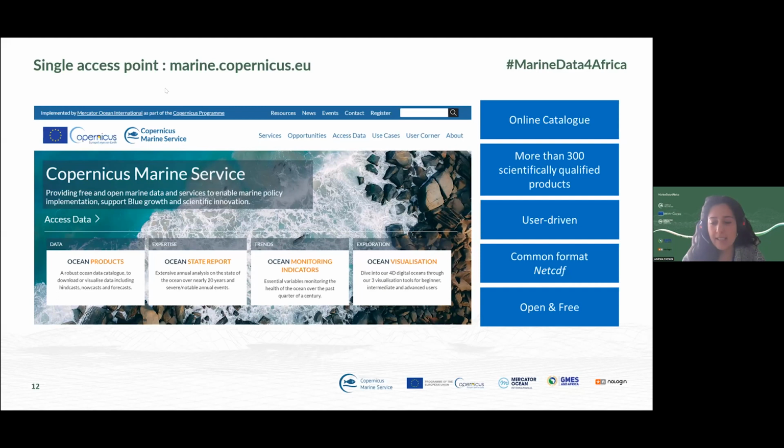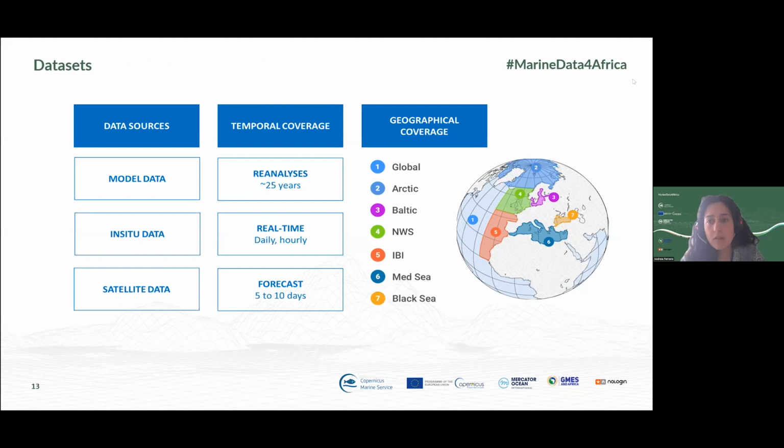The data and the products provided by the Copernicus Marine Service are formed by a vast network of data providers. Some of them you will meet today. They are the speakers who will tell you about the satellite products, in-situ and model products. So the data sets are comprised of satellite, in-situ and model data. Temporally, it covers a wide range, be it reanalysis, near real time and real time, but it also comprises forecasts.